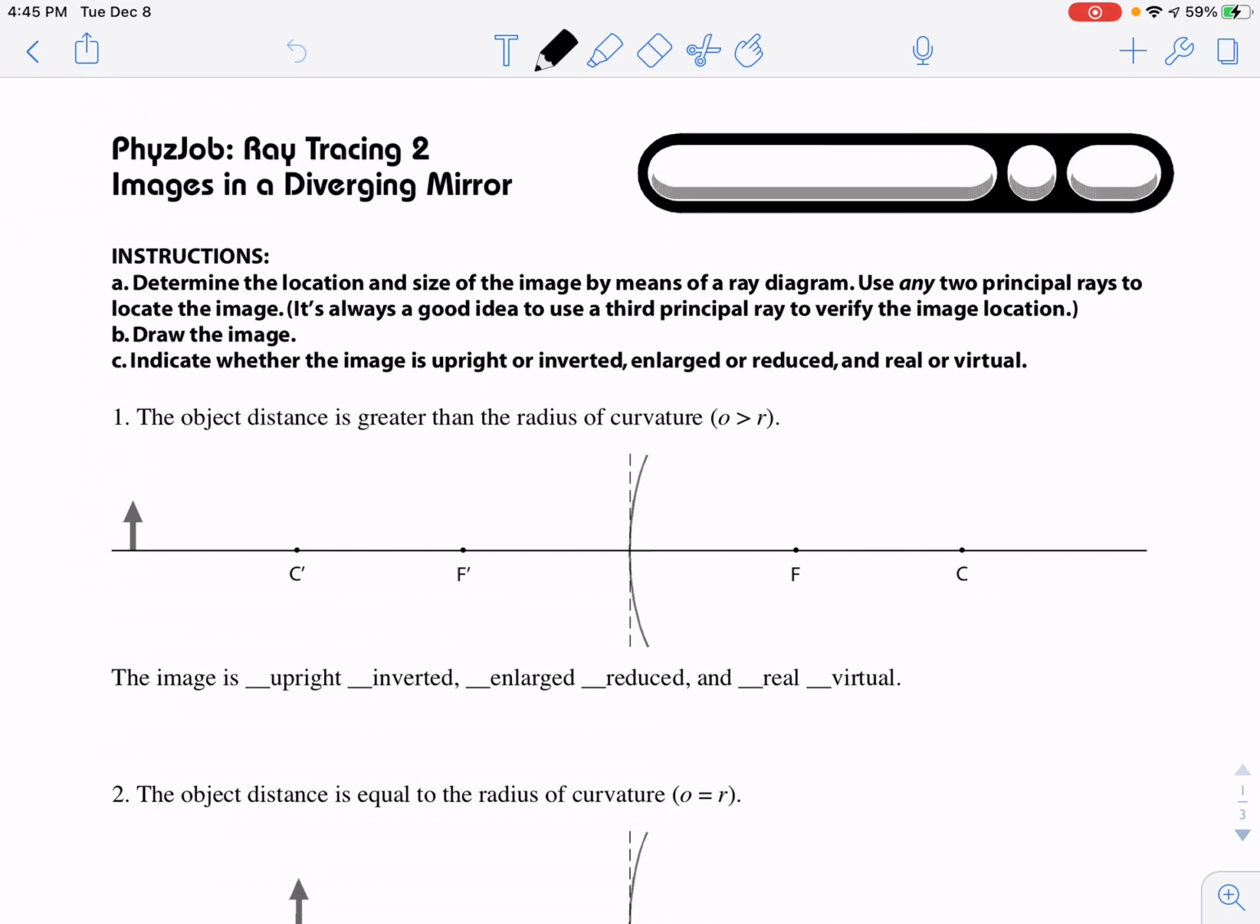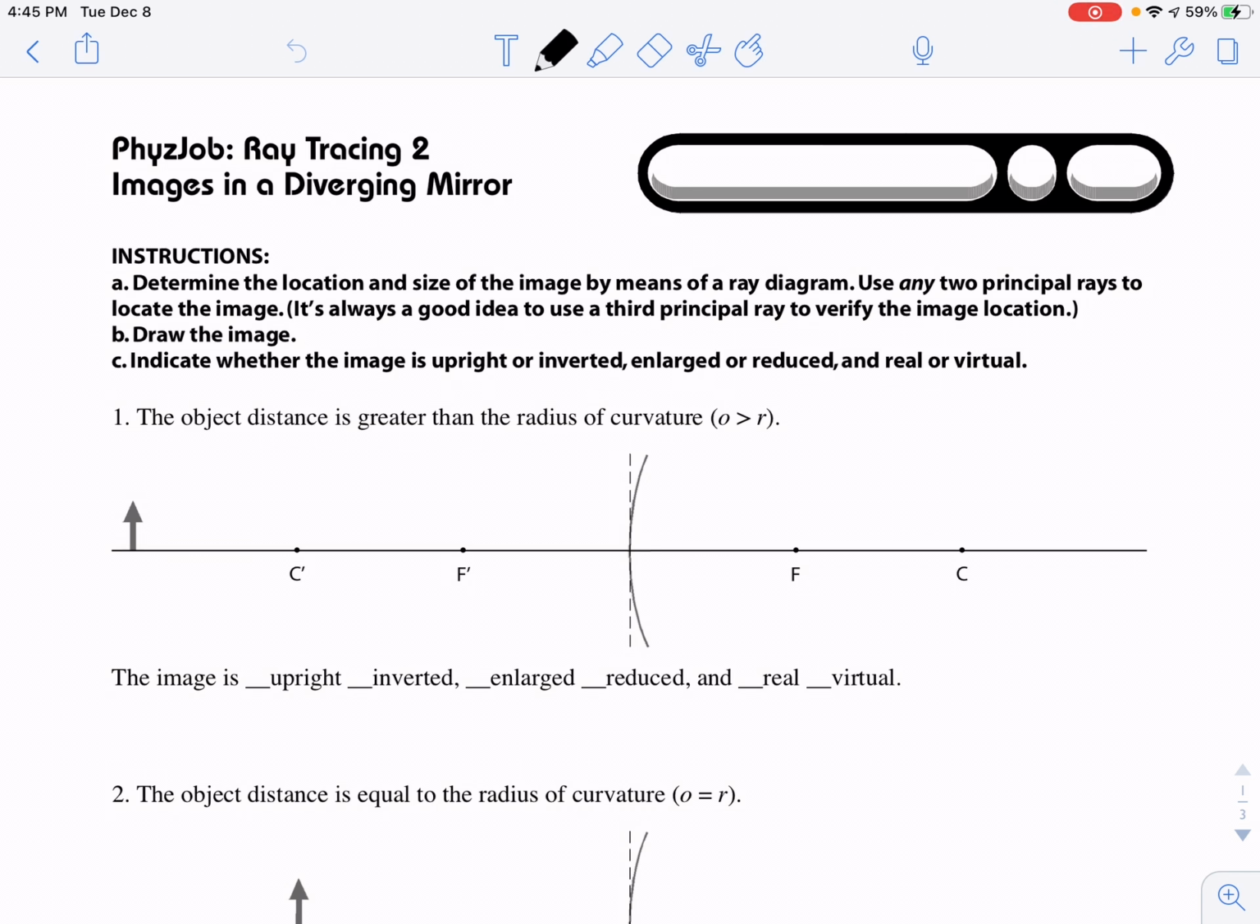Hello and welcome back. In this short video, we're going to take a look at the ray diagram for an object placed in front of a diverging or convex mirror. We're going to start with the object being placed very far away from the mirror, and then we'll move it to what would be opposite to the center of curvature, and then opposite to the focal point, and then really, really close to the mirror, halfway in between.